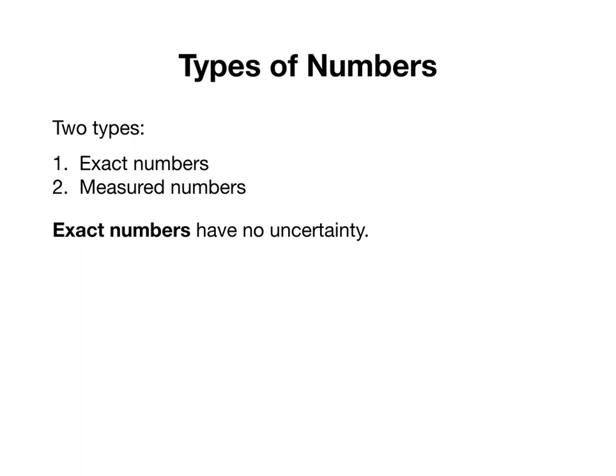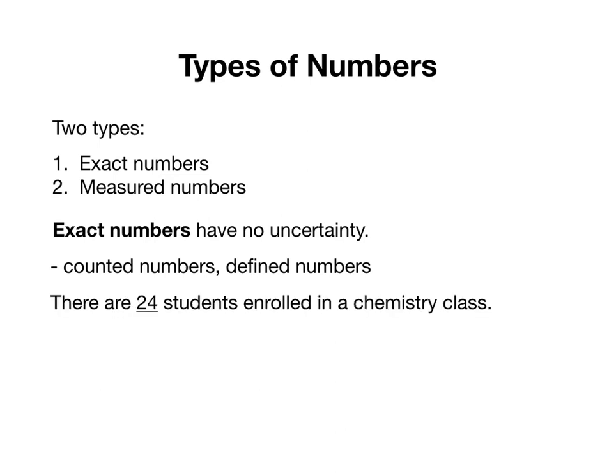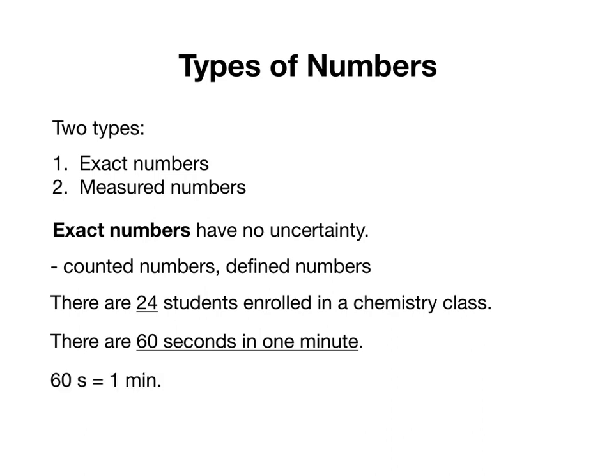Exact numbers are just that. They're exact. There is no level of uncertainty in an exact number. Here we're talking about counted numbers or defined numbers. For example, let's suppose there are 24 students enrolled in a chemistry class. 24, that's exact. Exactly 24 students. There are exactly 60 seconds in 1 minute. That's the definition of a minute. So we have defined numbers: 60 seconds equals 1 minute.